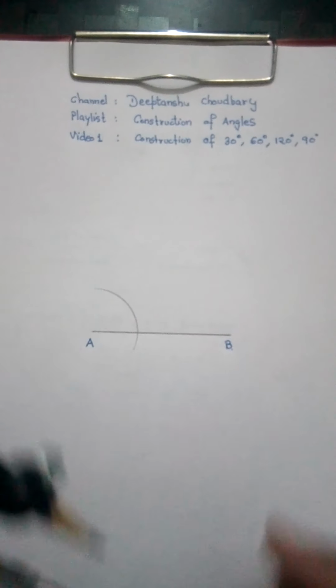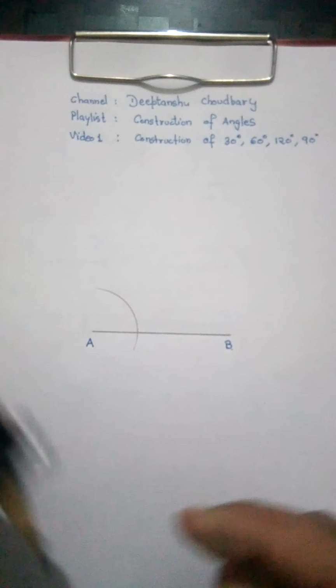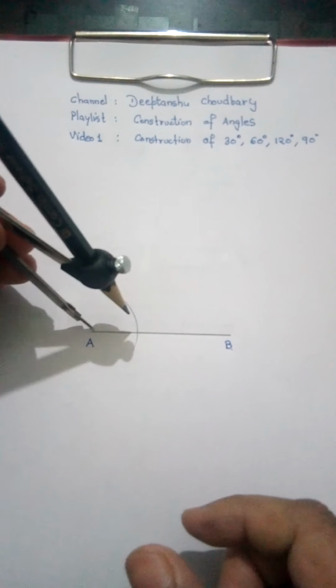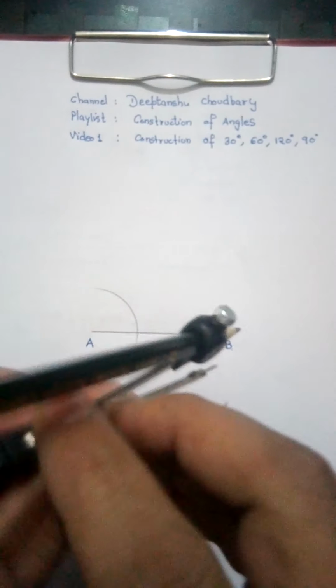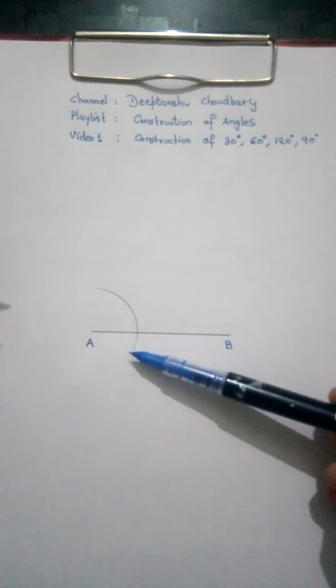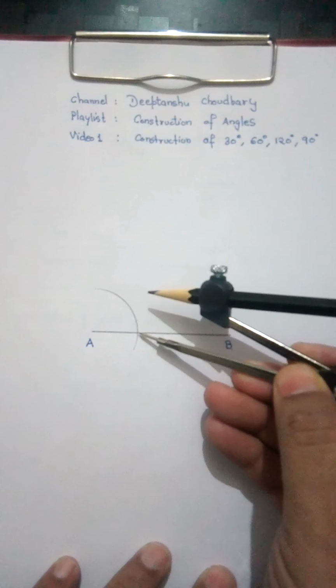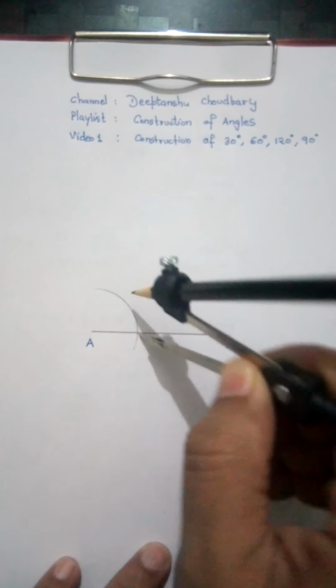Now without changing the radius of the arc, just see, there shouldn't be any change, correct? Without changing the radius of the arc, where this arc cuts the line, at this point you have to place the compass pointed end and cut the original drawn arc, correct? Like this.